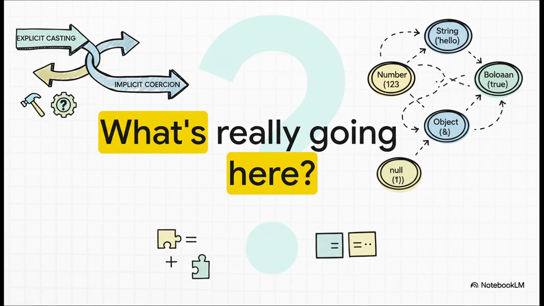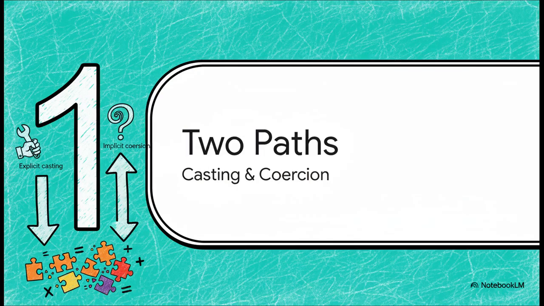You see, JavaScript is dynamically typed, and that means this kind of type conversion is happening all the time, often right under our noses, without us even realizing it. So, to really wrap our heads around this, we need to understand that there are basically two different ways, two paths that JavaScript can take to convert these data types.